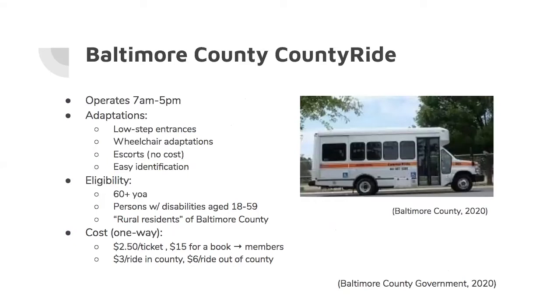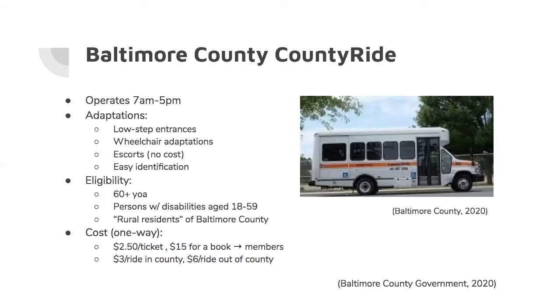So specifically for Baltimore County, this county ride system operates from 7 a.m. to 5 p.m. every single day. And they have many adaptations that are helpful for people who have mobility challenges. So these adaptations include things like low step entrances or lifts or ramps for wheelchairs. Many people can have an escort who actually rides with them for no additional cost. And then these buses and cars are pretty easy to identify. And so it makes it simple for somebody who has mobility challenges to know who is coming to pick them up, which is something that Uber and Lyft does not usually have because people will use their personal cars for those instead of state or county given cars.